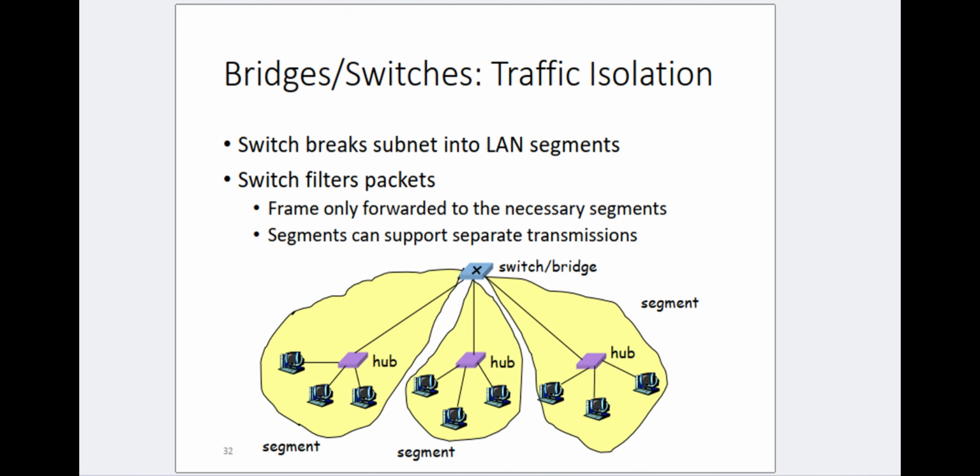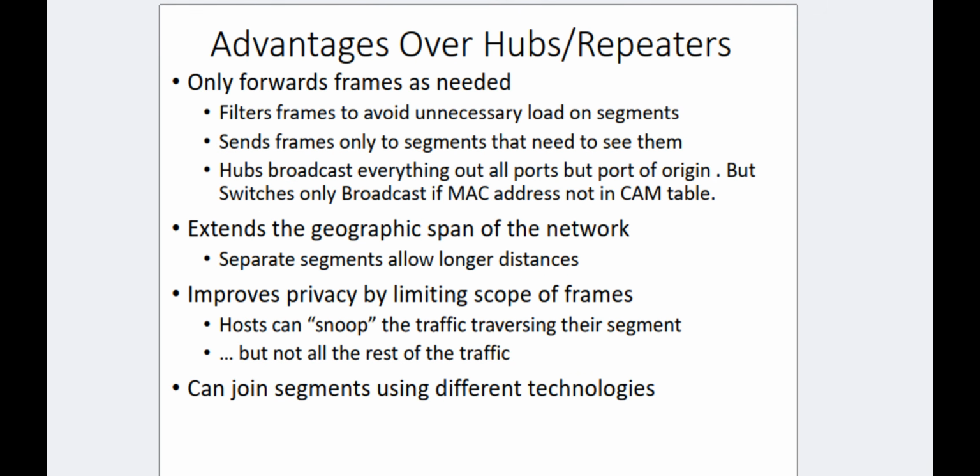Bridges and switches provide traffic isolation. A switch breaks a subnet into LAN segments and filters packets, so a frame is only forwarded to the necessary segments. Segments can support separate transmissions. Advantages over hubs and repeaters: it only forwards frames as needed, filters frames to avoid unnecessary load on segments, and sends frames only to segments that need to see them. Hubs broadcast everything out all ports except the port of origin, but switches only broadcast if the MAC address is not in the CAM table.